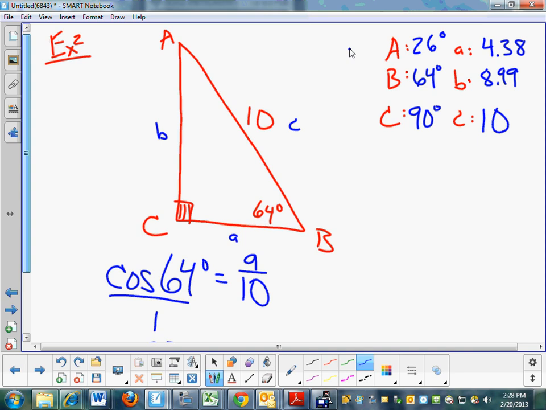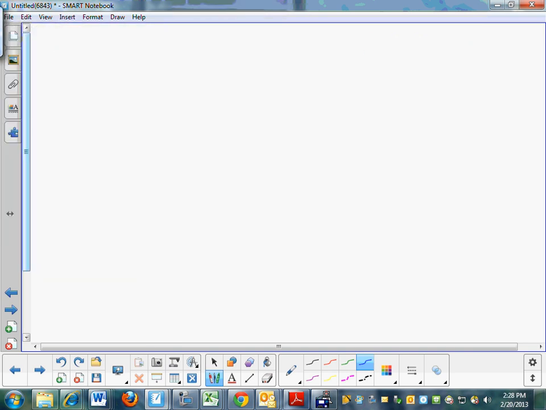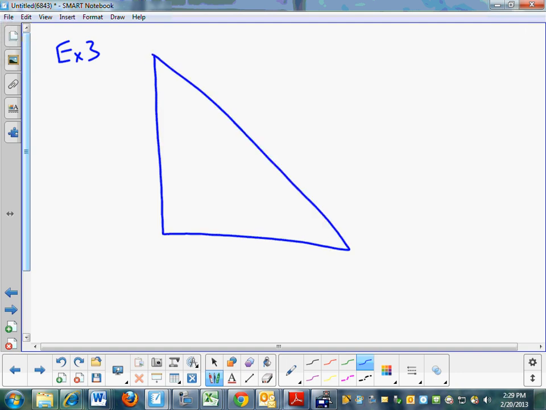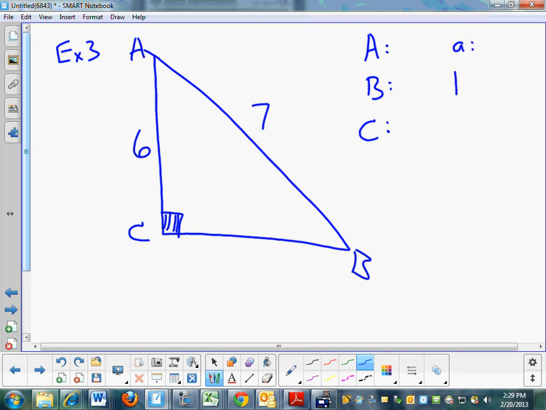Last one, we just throw a little wrinkle. Okay, we won't even do the whole problem. We're just going to throw in a little wrinkle. Example 3. What if I give you this kind of triangle? ABC, and I'm going to give you 7 and 6. That's it. That's all you get. If you want more than that, you're going to have to bring me treats. Or figure it out on your own.